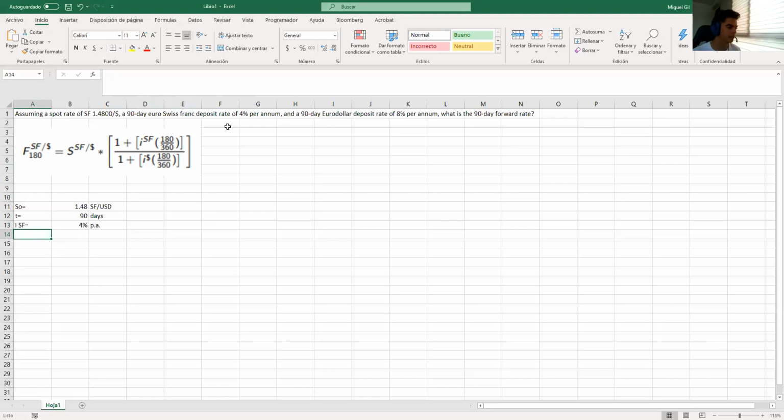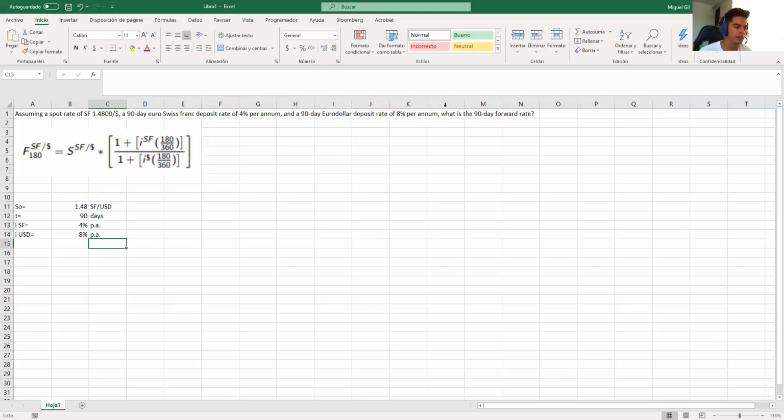So finally, the last part of the problem says, and a 90-day euro dollar deposit rate of 8%. So what does this mean? This means that the interest rate for the dollar, or the US, is 8% per annum. It will always be annual. You don't have to worry about this. I won't trick you with this. I will always give you the right rate.